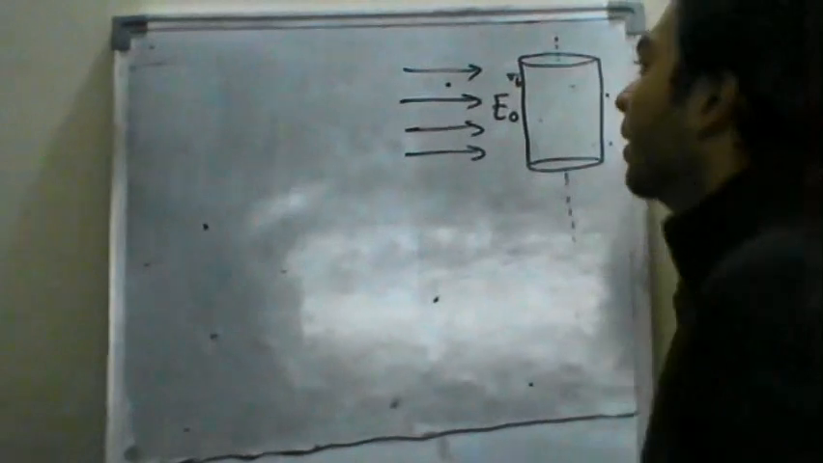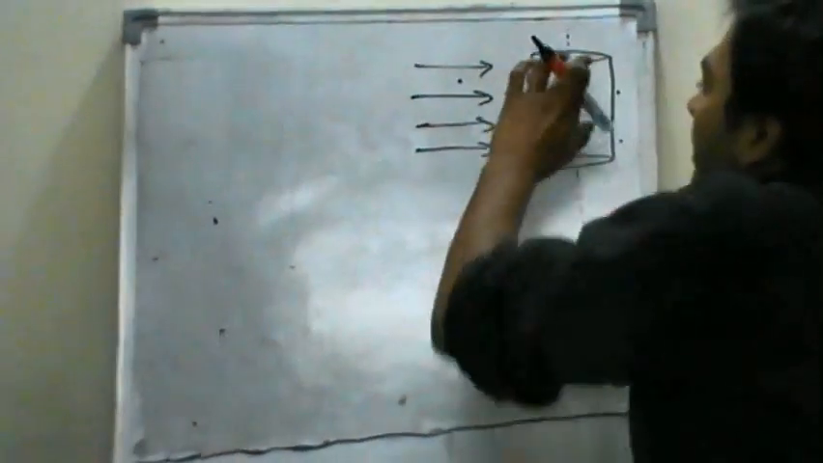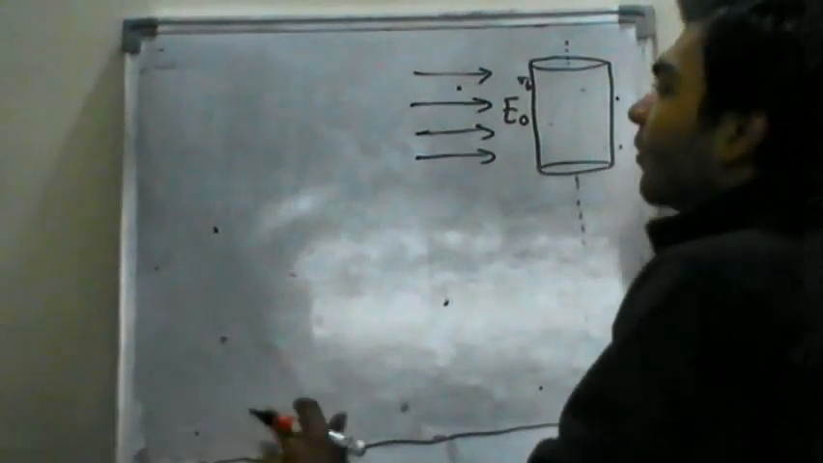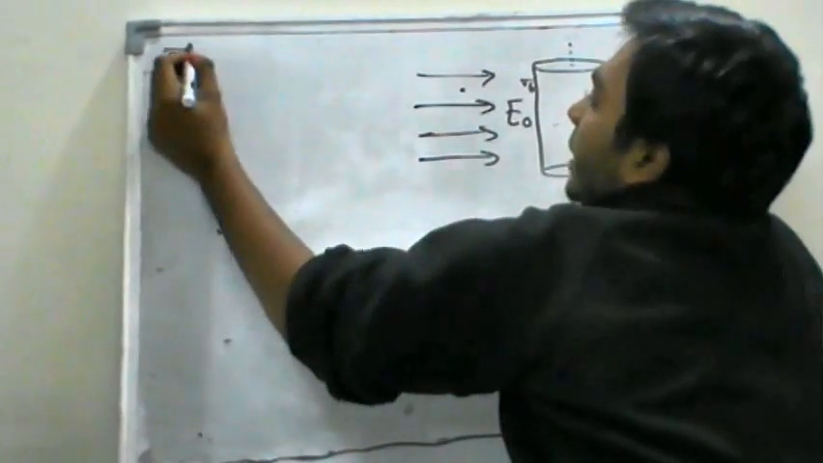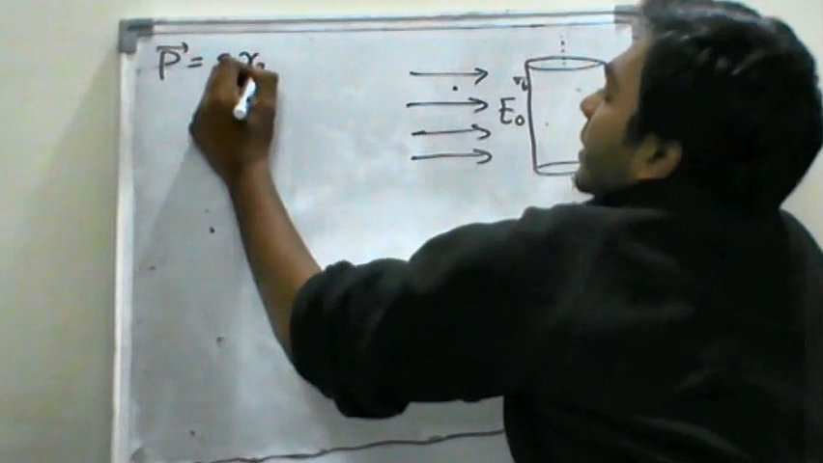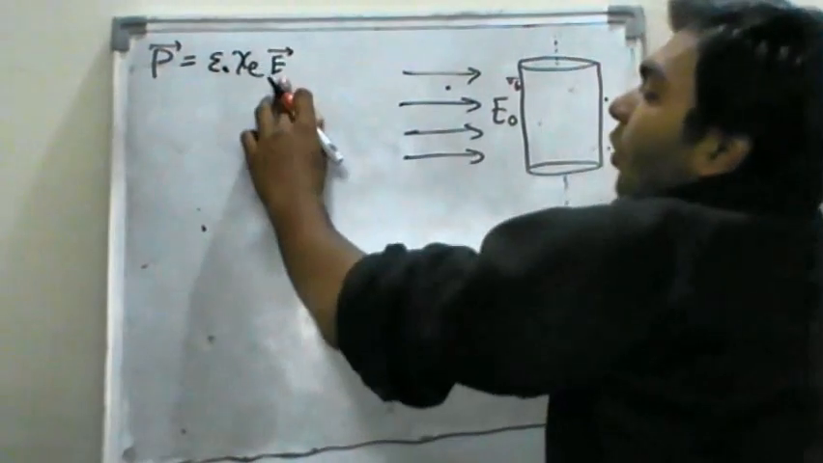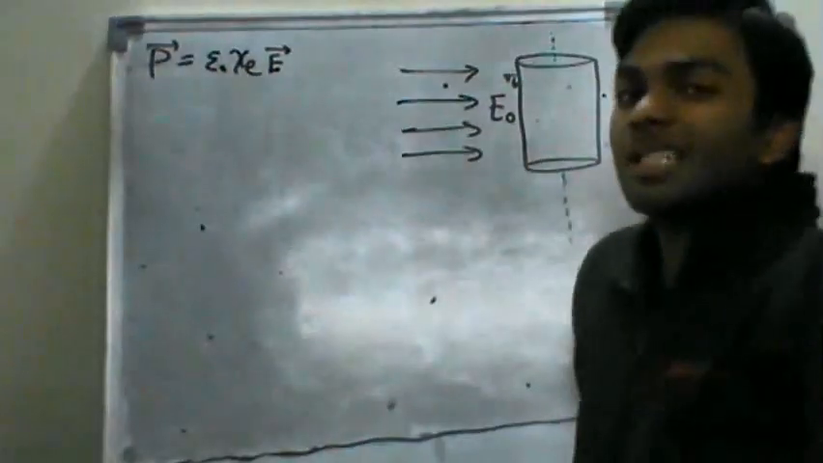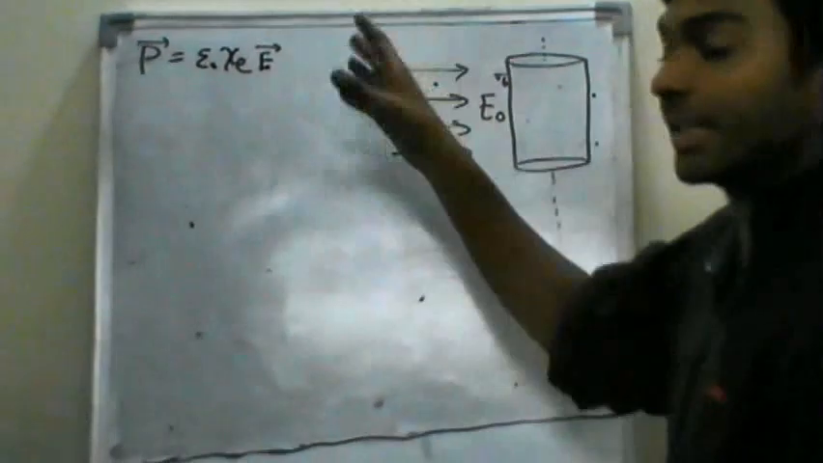So what do we know right now? We know that this is a linear dielectric. So what can we write for a linear dielectric? P is equal to epsilon naught chi into vector E. Note that this vector E is the same E as in Gauss law, so it is the net electric field at any given point.